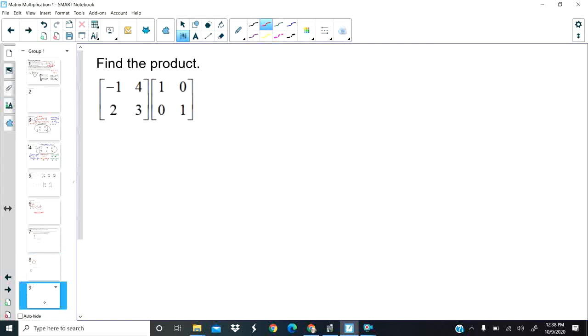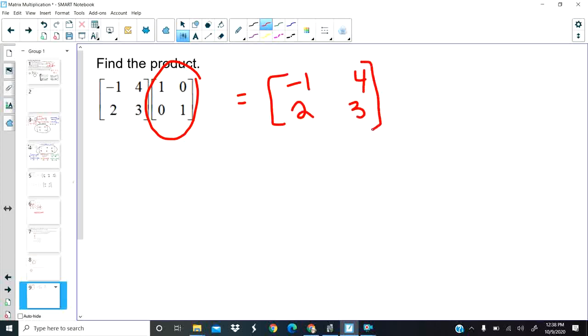And this was kind of our last thing, just find the product. So it gives you a matrix here, you're multiplying by a 2 by 2 identity matrix. And basically, if you see this identity matrix and it matches the correct dimensions, you can just go ahead and write down your original matrix. And that's going to be your answer.